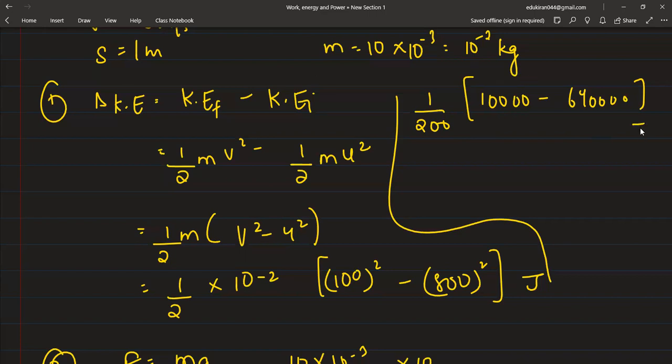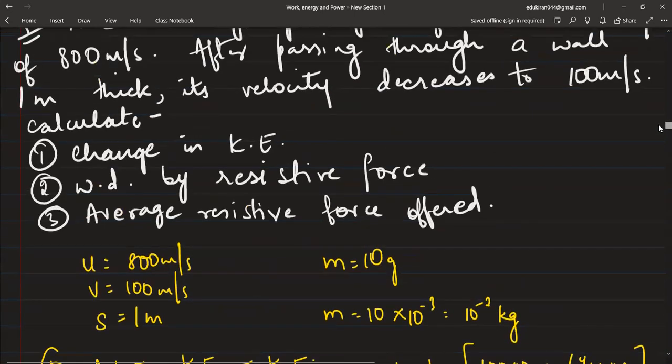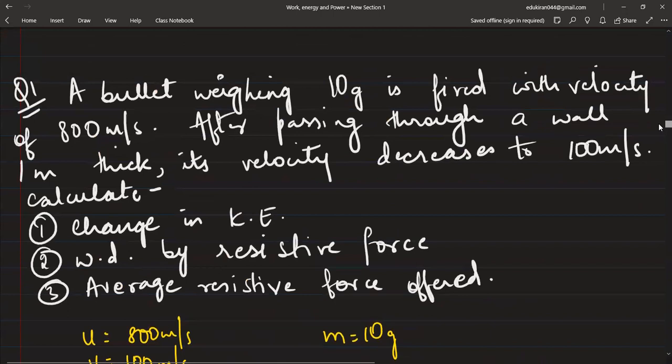This, I think you all can solve now. The last portion says average resistive force of it. See, when you are calculating the average resistive force, firstly, you should know which things we have calculated and what all things are required. Like if you know you have the final velocity with you, correct?